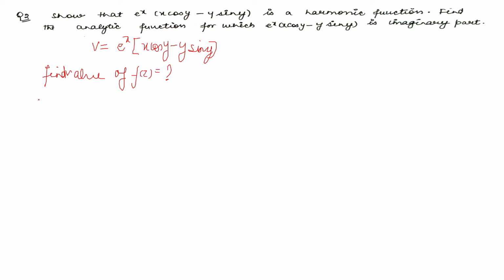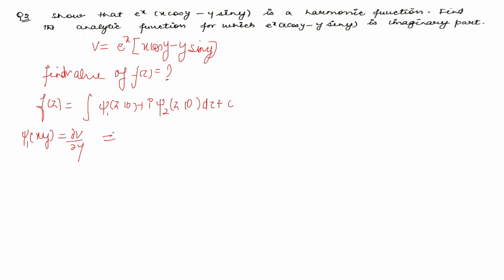For this we'll be using the formula f(z) is equal to the integration of psi 1(z, 0) plus i psi 2(z, 0) dz plus a constant c, where we know psi 1(x, y) is equal to del v upon del y. Differentiating with respect to y, we get e to the power x, x cos y converted to sin y, minus sin y plus y cos y, okay.